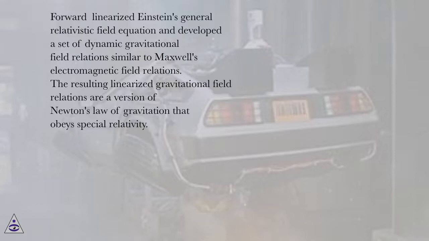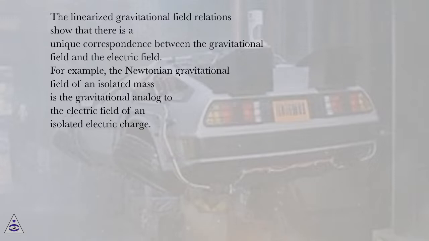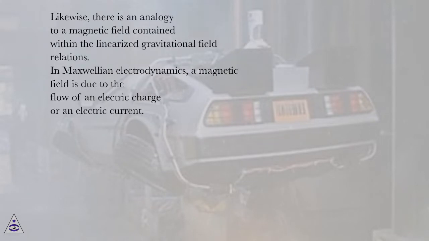electromagnetic field relations. The resulting linearized gravitational field relations are a version of Newton's law of gravitation that obeys special relativity. The linearized gravitational field relations show that there is a unique correspondence between the gravitational field and the electric field. For example, the Newtonian gravitational field of an isolated mass is the gravitational analog to the electric field of an isolated electric charge. Likewise, there is an analogy to a magnetic field contained within the linearized gravitational field relations.